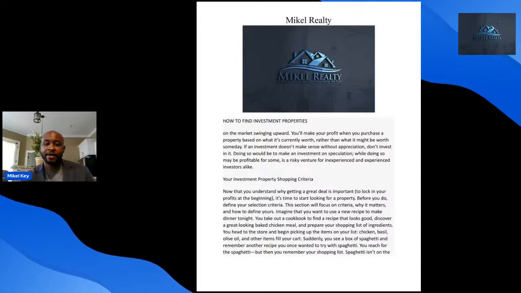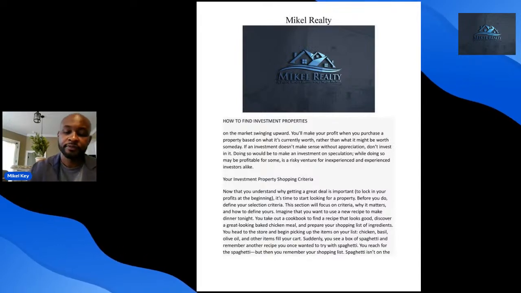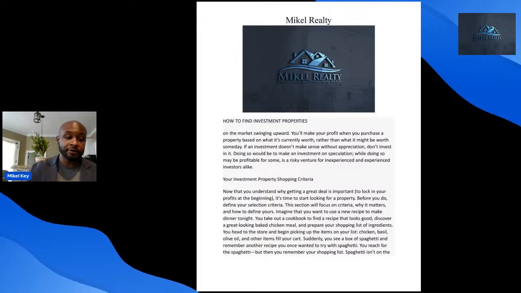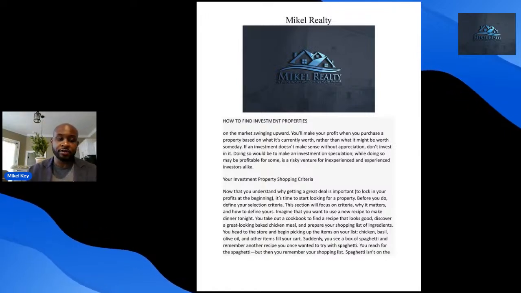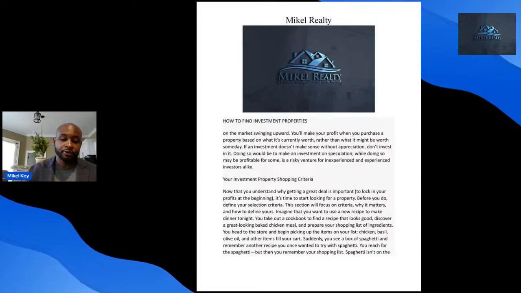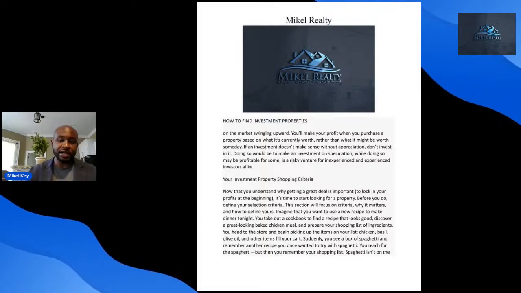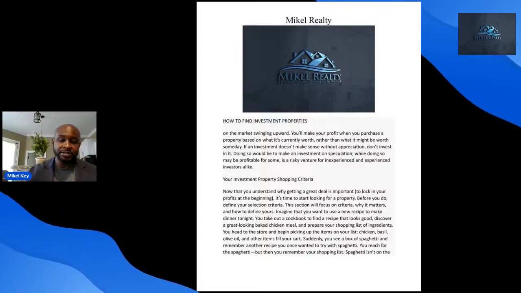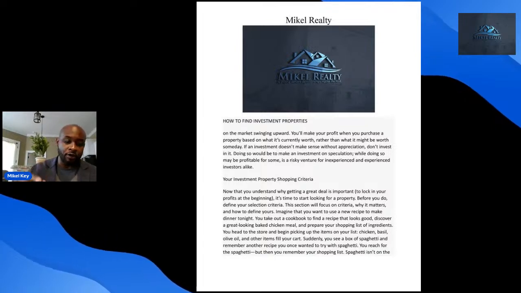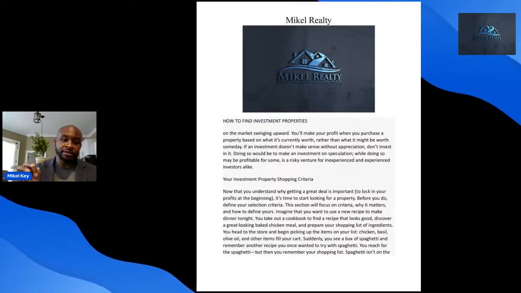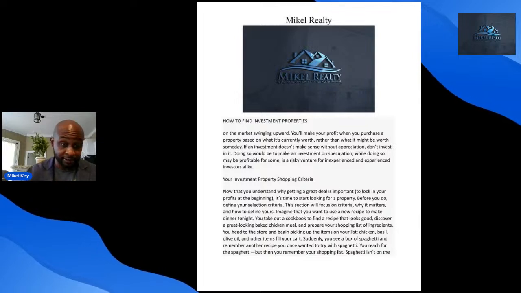So how to find investment properties right now? Online, there are so many different websites. I use Reonomy. I use batchleads.com, where I can go in and just type in a property, and it'll give me who the owner is. Sometimes it can give you some mortgage data.